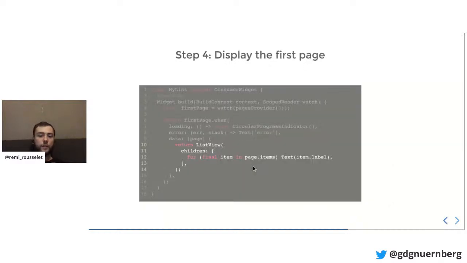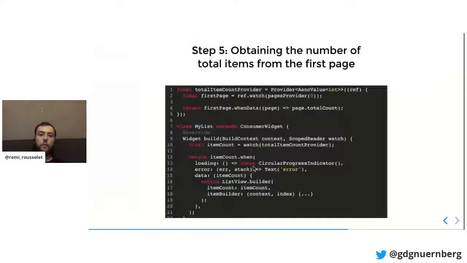But here we're just showing the first page, so it's not very interesting. We want to show all the pages. So an extra step is to obtain the total number of items, because when we are using ListView, it asks us for the itemCount parameter. We need to provide this itemCount parameter to ListView so that it has a limit when scrolling. It doesn't just scroll to the end of the world.